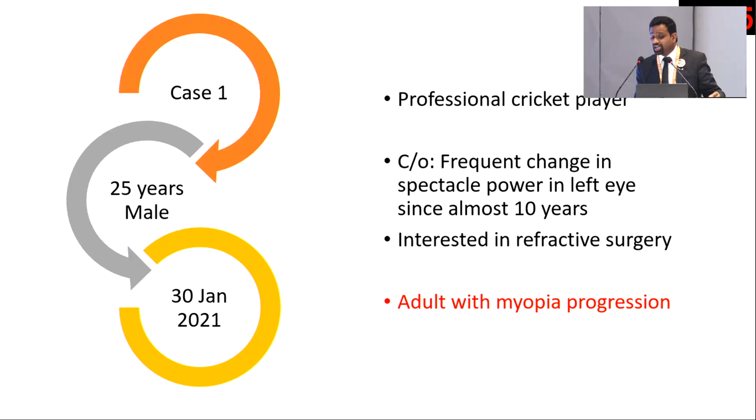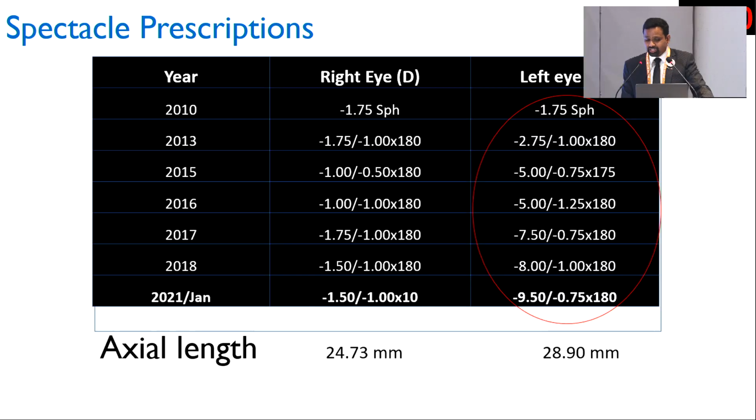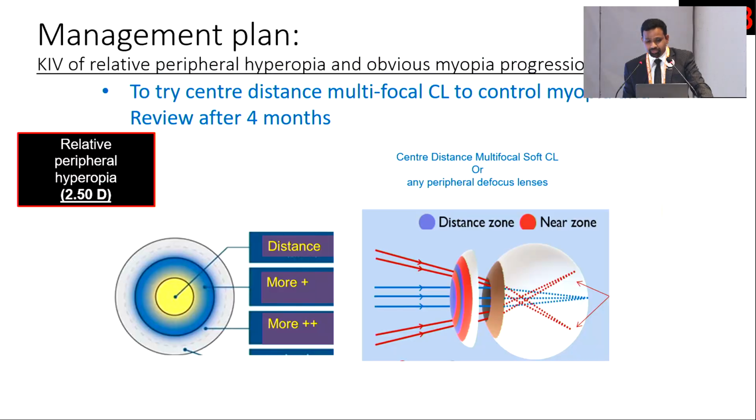The first one is a young adult having a myopia progression, actually came to us for undergoing refractive surgery, but given that there is myopia progression, the individual was referred to the myopia center. And we've seen in the myopia center in 2021, right eye pretty much stable for a good decade, but left eye kept on progressing. And at the time we have seen, it was already minus 9.5. We're talking about high myopia. What do we do? So the axial length also sort of correlates, 29 millimeters in the left eye.